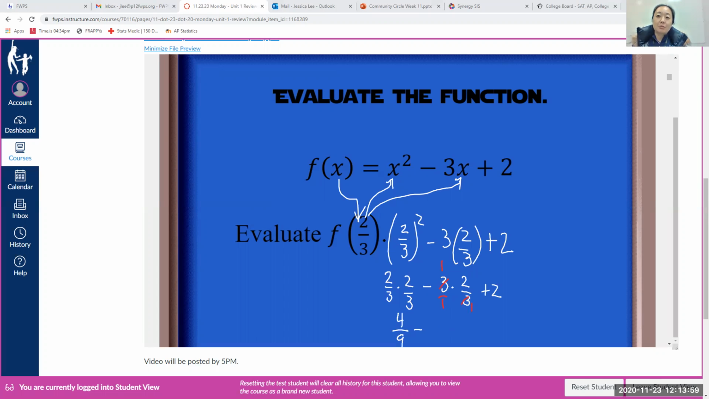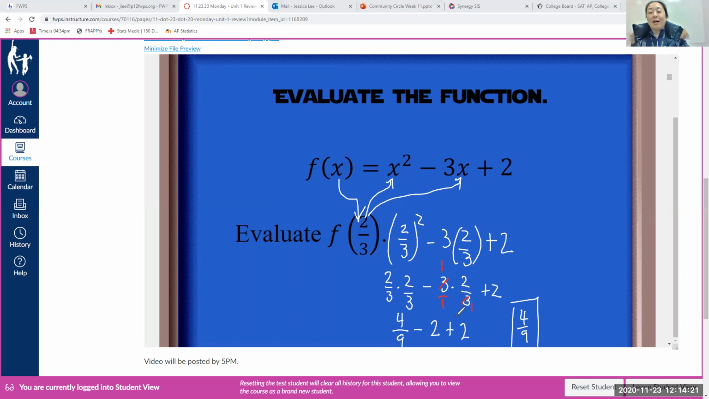Let me change that back to white. So that's going to be 1 times 2, which is 2, plus 2. Ooh, minus 2 plus 2, what is that going to be? It's going to be 0, right? So our answer is just going to be 4 ninths. You can just put your box like that. Okay, that's all you need to do.